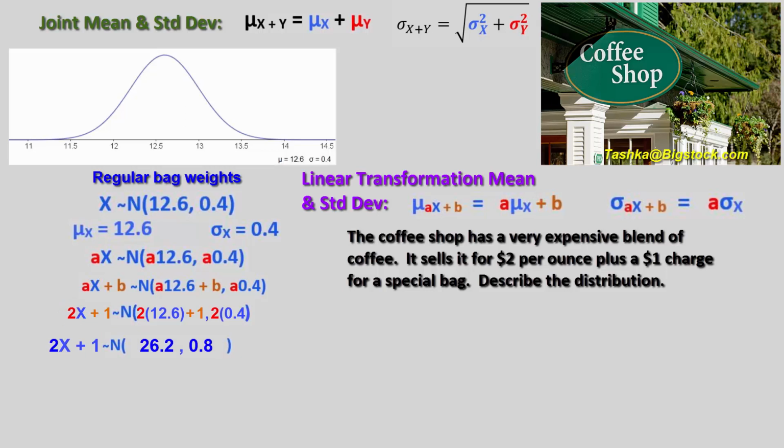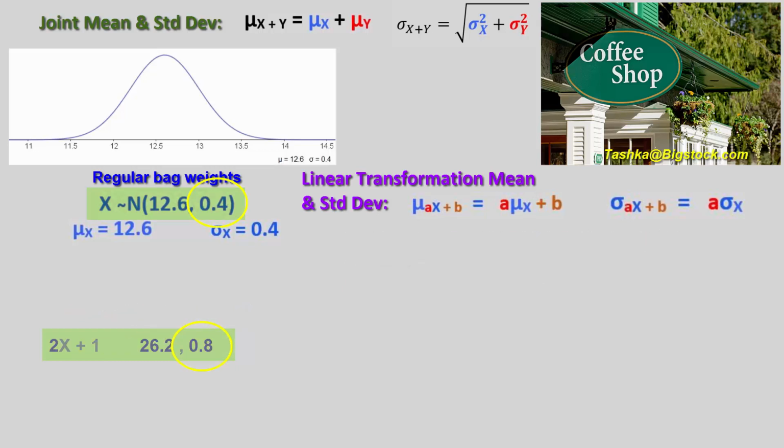The mean weight is multiplied by $2 and the $1 for the bag is added, converting the mean from 12.6 ounces to $26.20. The standard deviation is only affected by multiplying ounces by $2 per ounce, widening the gap between scores and the mean. But all scores have $1 added, so they all slide up by $1 and are no more spread out than before. Thus, the standard deviation converts from 0.4 ounces to $0.8, which is 80 cents.